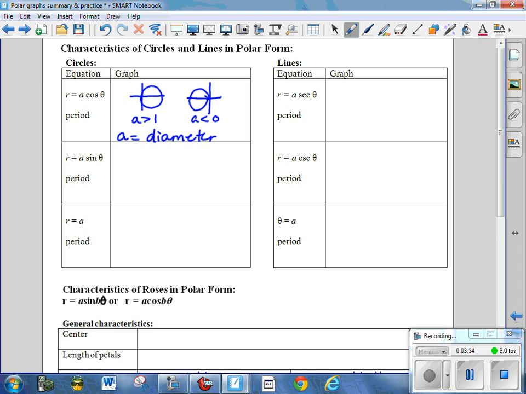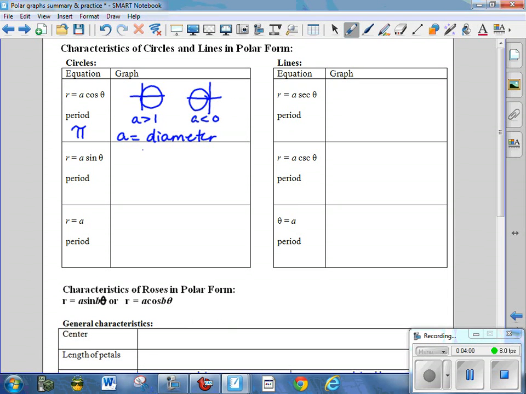The period for these graphs is pi, because all of the points are in only 2 of the quadrants. When we have angles in the other 2 quadrants, they have negative radii, so they reflect back onto these points. So when cosine is negative, it reflects back into quadrants 1 and 4, and we just get all these points over again.